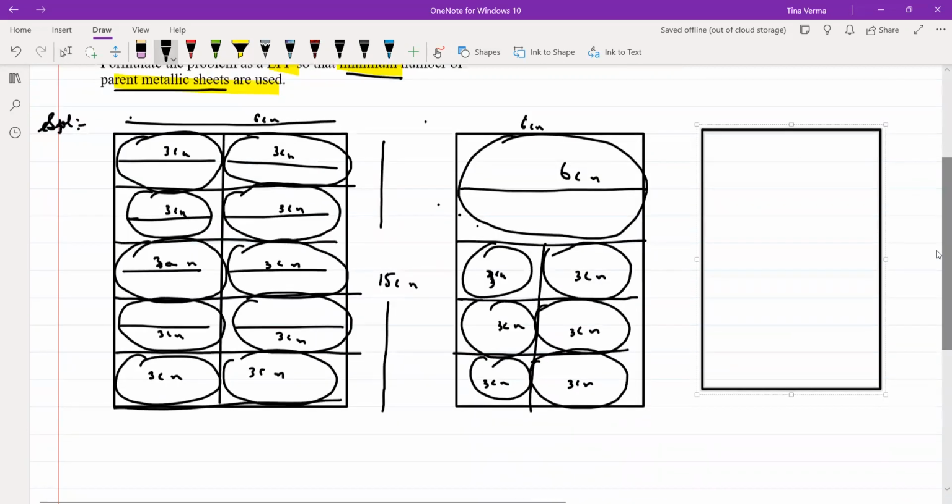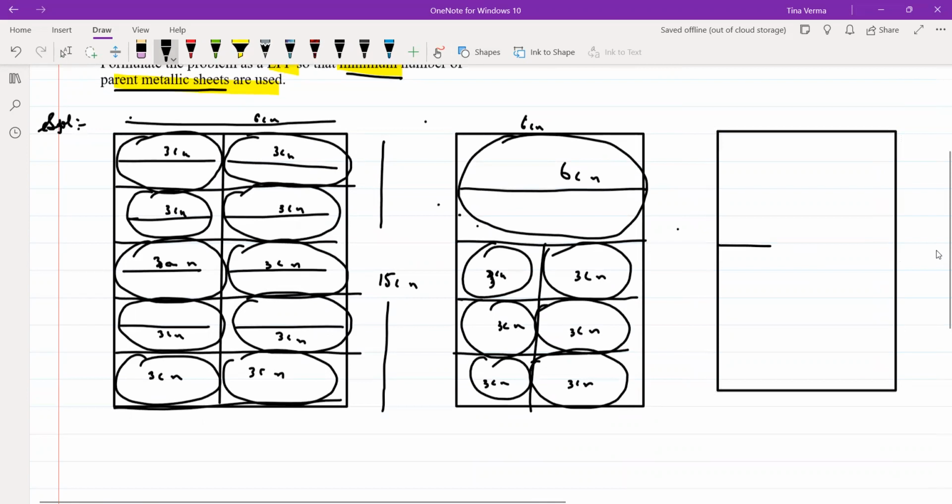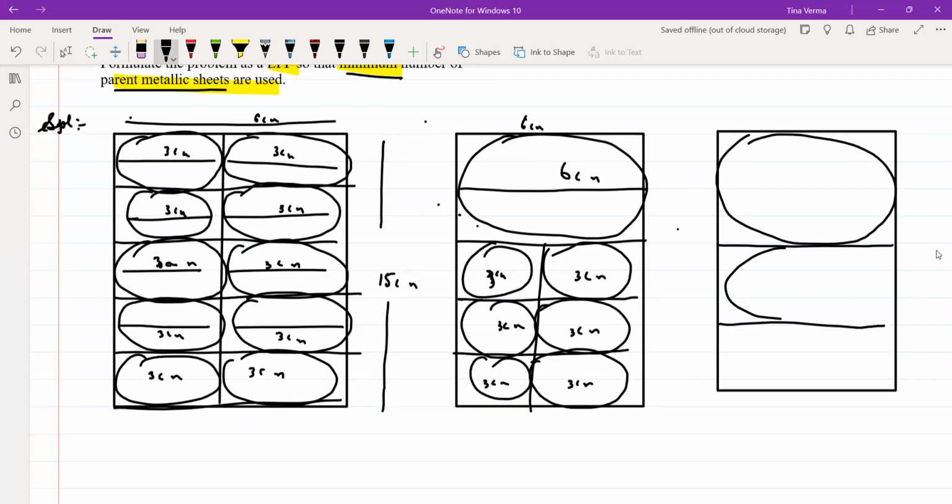Next pattern is that you can cut 6 centimeter plate, 6 centimeter, and now here you are left with this portion, 6 centimeter. So you can cut 3 centimeter from here and 3 centimeter circular plate from here. This is of 6 centimeter, 6 centimeter. So that can be another pattern, right? So this we are saying. So if this is a metallic sheet, it can be type 1.